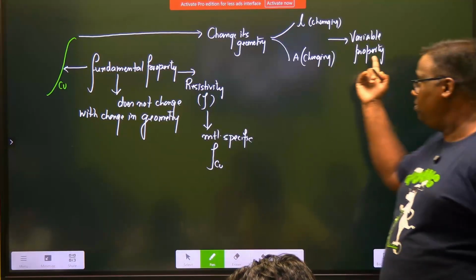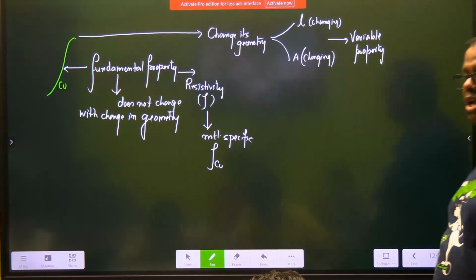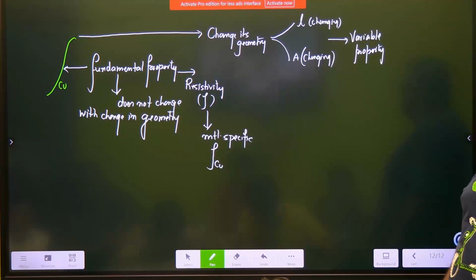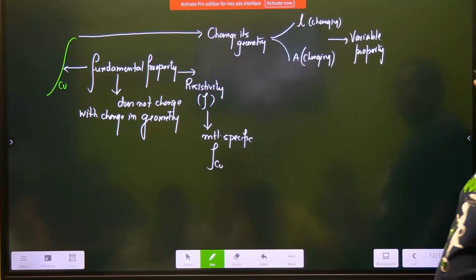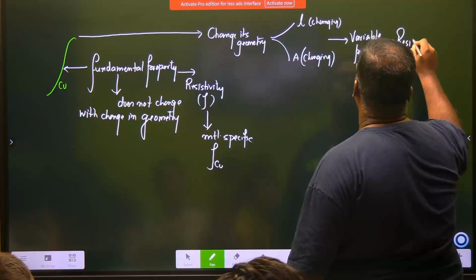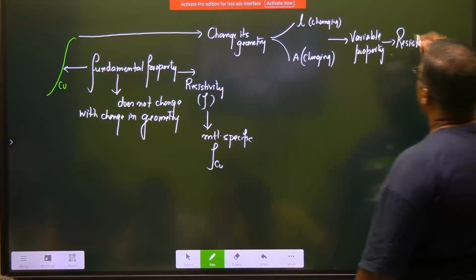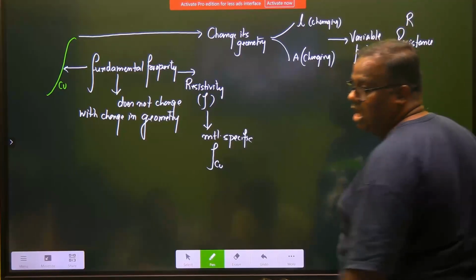A property which is now varying based on the length they took and based on the area that each individual boy took. This property is known as resistance, denoted by R.